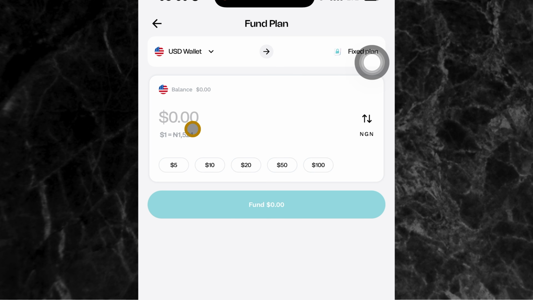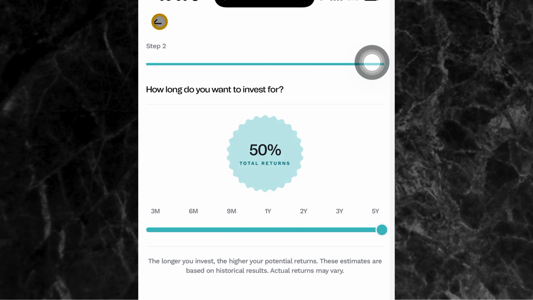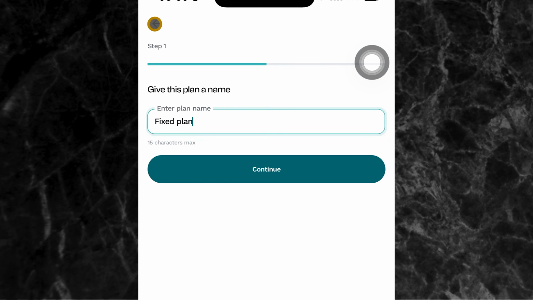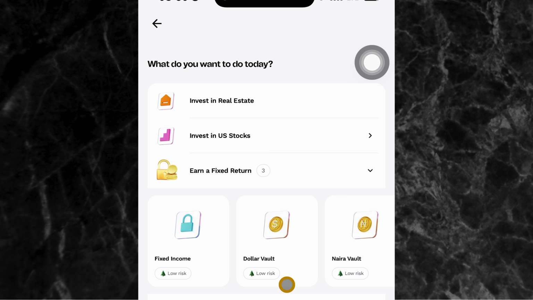And right here too, you put in the amount of money you want to invest. So it is also simple and straightforward. So that's the third investment right there. Let's check out the other investment. Now the next one under this fixed return is where you have dollar vault. So for dollar vault, let's click on it.